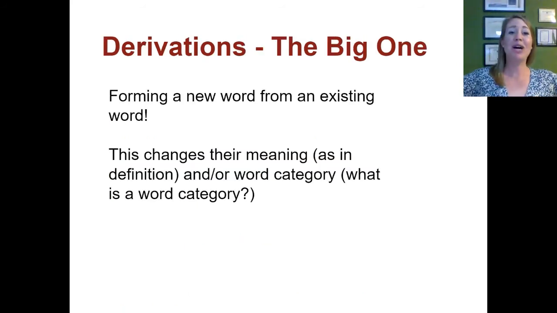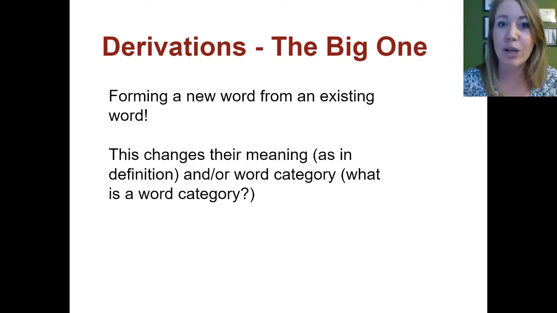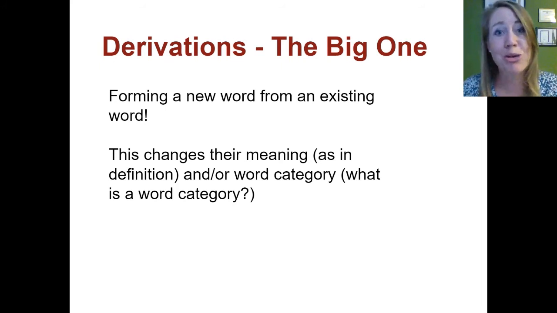Okay, we're on our last one. Here we go. Derivations. This is the big one. This is the number one way that we create and form new words in the English language. Here's how we do it. We basically take existing words and we create new words with them. It's actually not hard, but I'm about to show you what I mean by that.